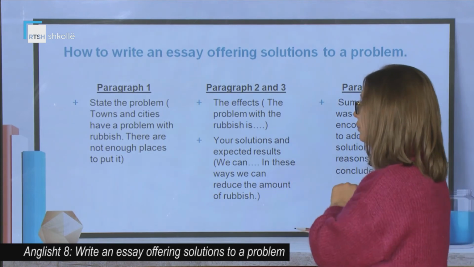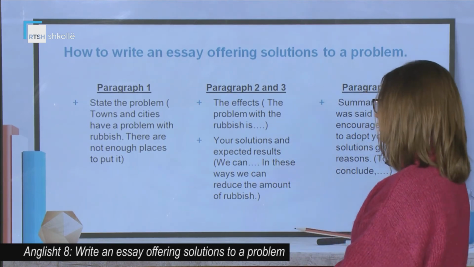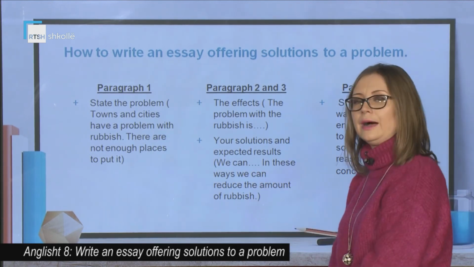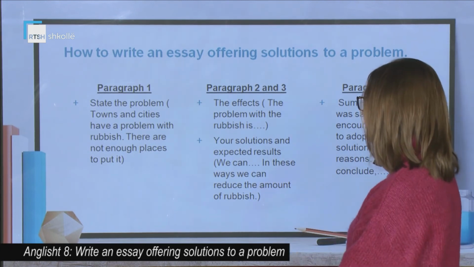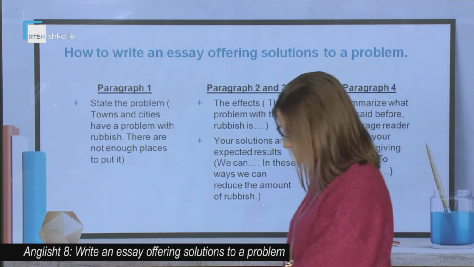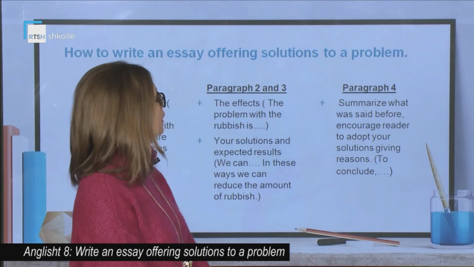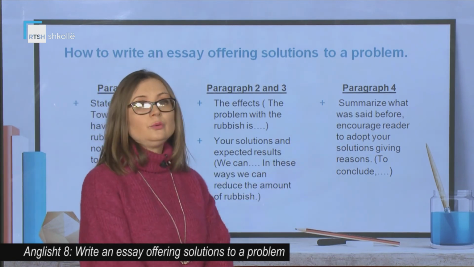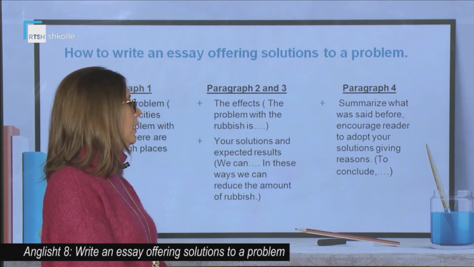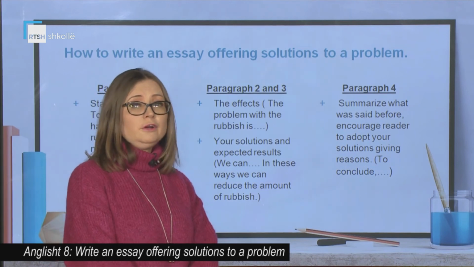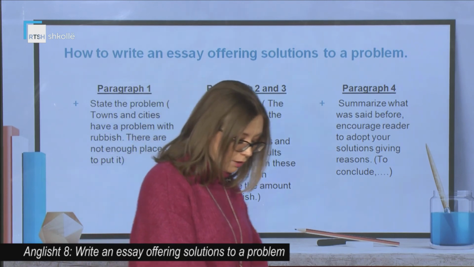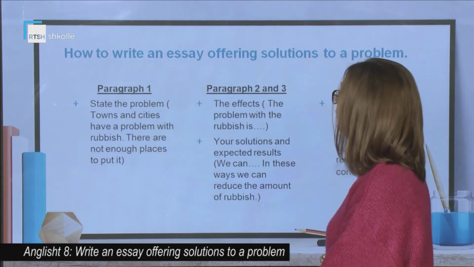And what about the solutions? How you're going to start giving your solutions? We can, in these ways, we can reduce the amount of rubbish, and you can have a list of other solutions you are going to give in your essay. Whereas paragraph 4, the last one, is where we summarize what we have said before. We encourage the reader to adopt our solutions given and the reasons. We use to conclude at this paragraph. So that is the way you're going to write your essay for next time.